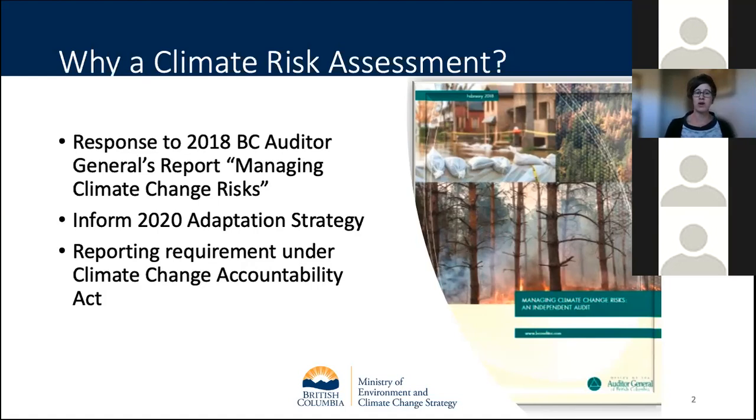This risk assessment is also helping to shape our climate preparedness and adaptation strategy. My slide here is a little bit out of date. This strategy was to be released last year. However, we had a provincial election, which slowed things down. And so we're hoping that we will be releasing that strategy this year, and that our adaptation strategy is informed in part by the climate risk assessment that I'm going to be talking about today. We also have a new Climate Change Accountability Act that requires the province to report on its climate-related risks and what it's doing to address those risks every year. So the risk assessment, again, is a foundational piece for that. Next slide, please.